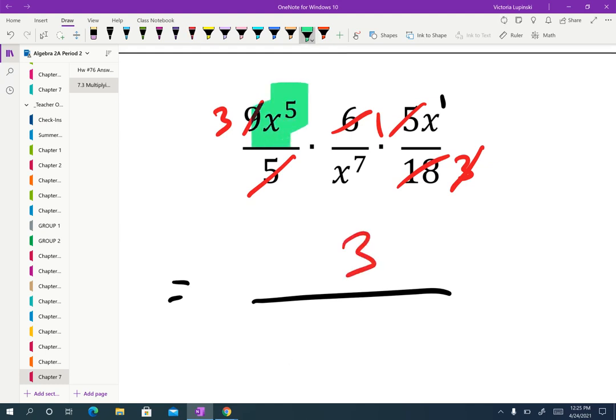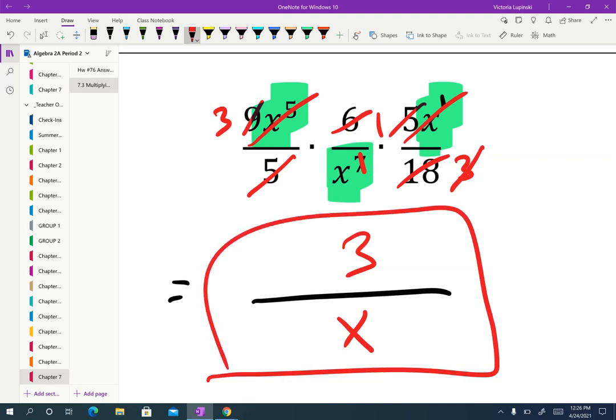If I go ahead and look at the x's, there are 5 and 1 and then 7. So on the top, there are a total of 6 of them. On the bottom, there are a total of 7 of them, which means I can cancel 6 from the top. 7 minus 6 becomes x to the first, which means all I'm going to be left with for this big old multiplication is just a 3 over x. So again, that is my final answer.